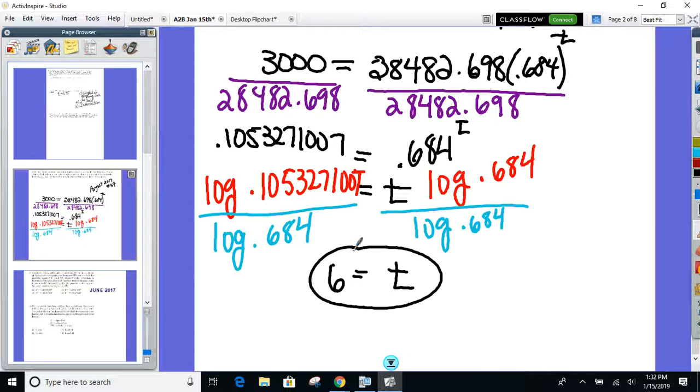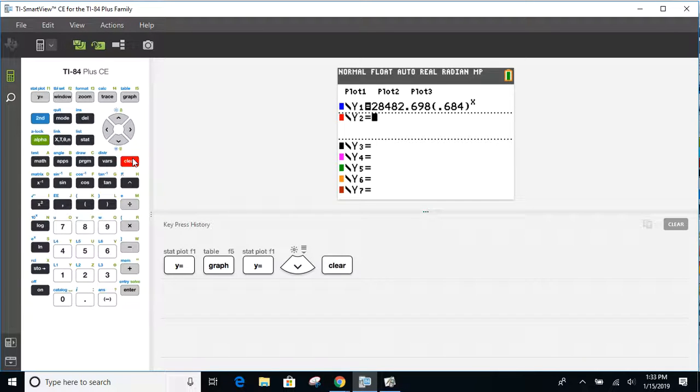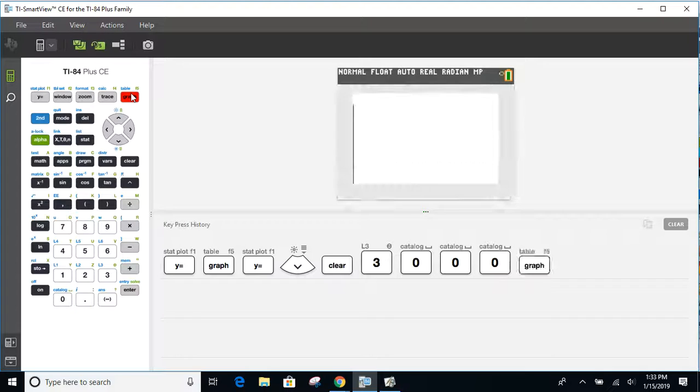All seriousness, anybody want to see how, in case you're not a big fan of doing this log stuff, we could have used the calculator to do this? Okay, you got this V of T, right? I could have, I'll just show you up here on mine, graphed that, and I want to know when it's equal to what? 3,000. Graph both of them.